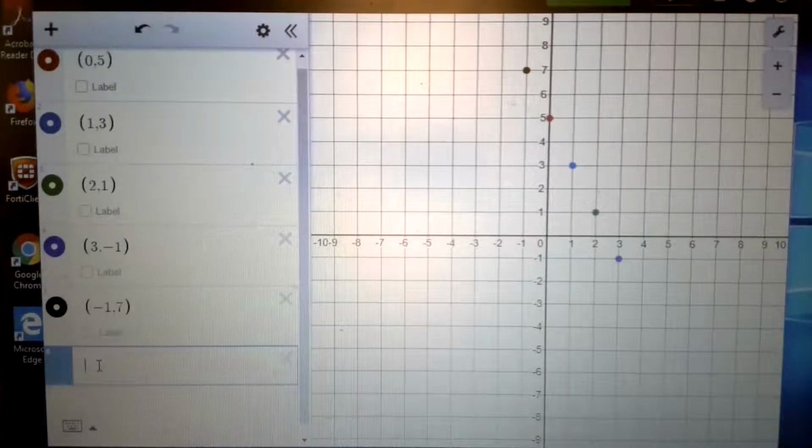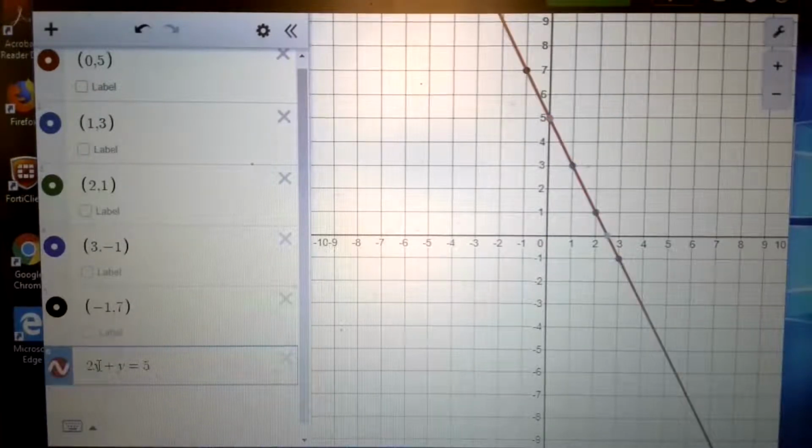Our line was 2x plus y equals 5. And you'll see it goes through all of those points. So when we're given an equation of a line, our goal is to determine which points are on that line and then to graph them accordingly. So that's something we're going to look at as we're going through this process. All right, so let's take a look at another equation.